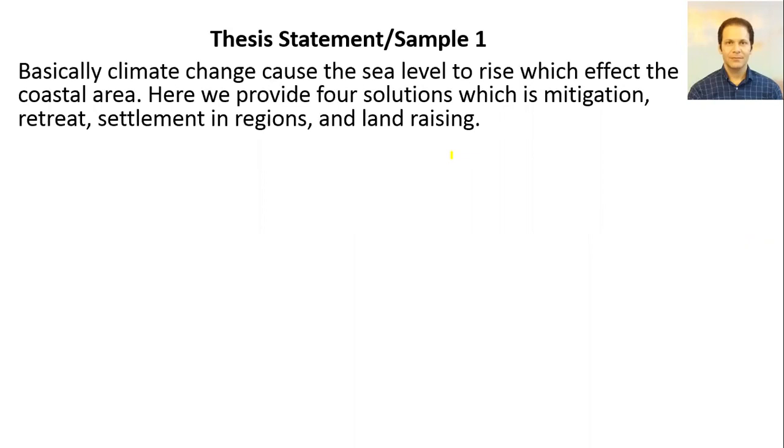Let's read it together. Basically, climate change caused the sea level to rise, which affect the coastal area. Here we provide 4 solutions, which is mitigation, retreat, settlement in regions, and land raising. So as you can see, the first problem here is that this thesis statement has 2 sentences, but a thesis statement should be only 1 sentence.